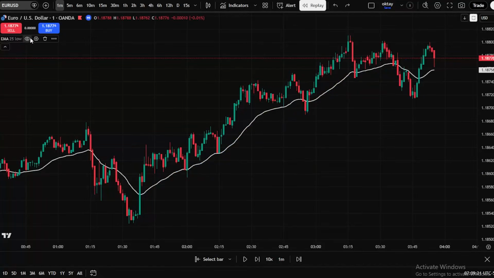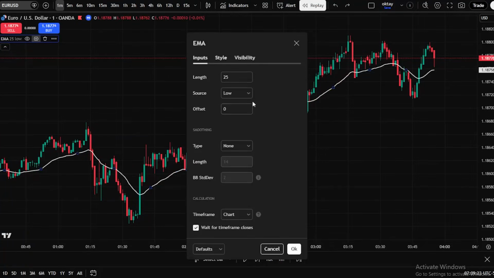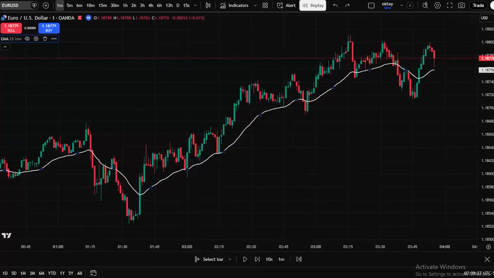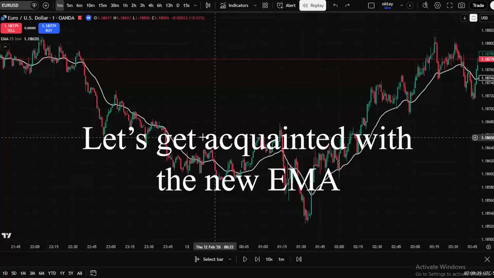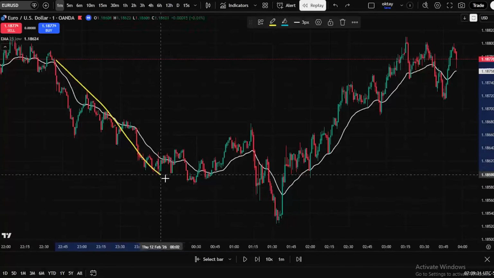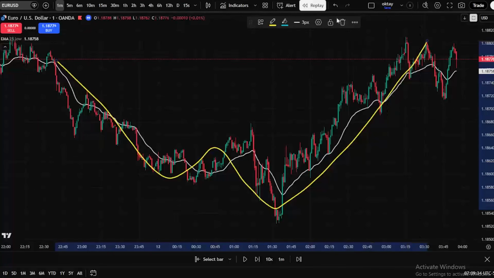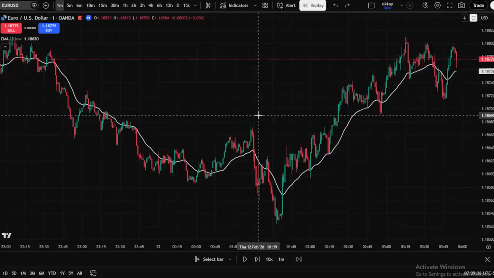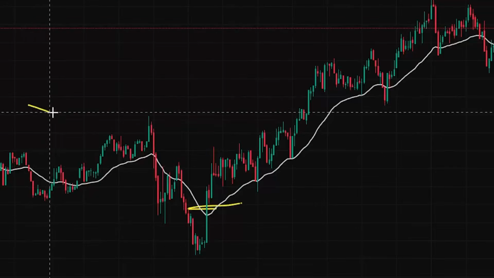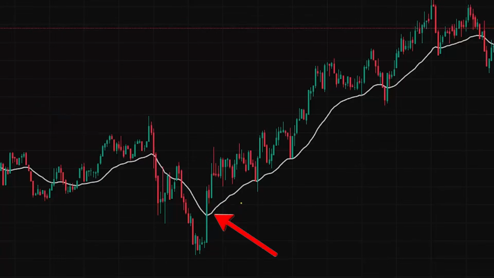Part 2. The role of EMA25 as a trend filter. First of all, we need to determine what direction we're trading in. This is where EMA25 comes into play. EMA25 acts as a compass in this strategy. We use it to decide whether to only buy or only sell.